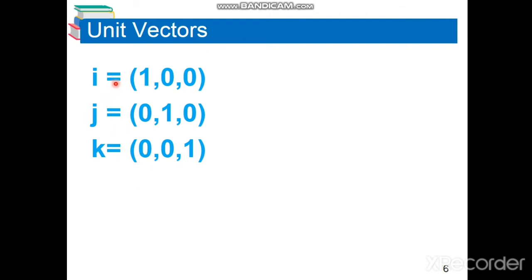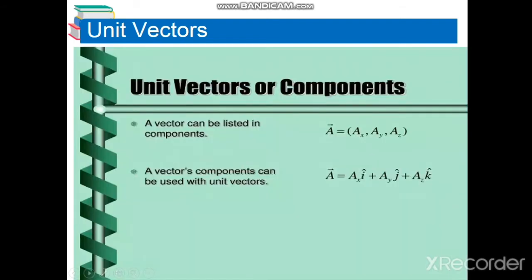So i is 1 along x-axis and 0 along y and z-axis. j is 1 along y-axis and 0 along x and z-axis, while k is 1 along z-axis and 0 along x and y-axis. A vector can be listed in components as x, y, and z components written as ax, ay, and az, where ax is the component of vector a along x-axis, ay is the component along y-axis, and az is the component along z-axis.